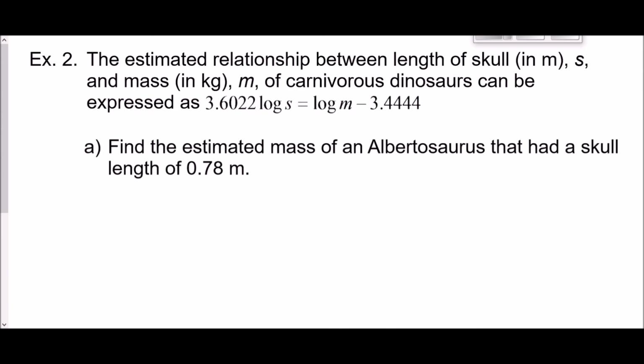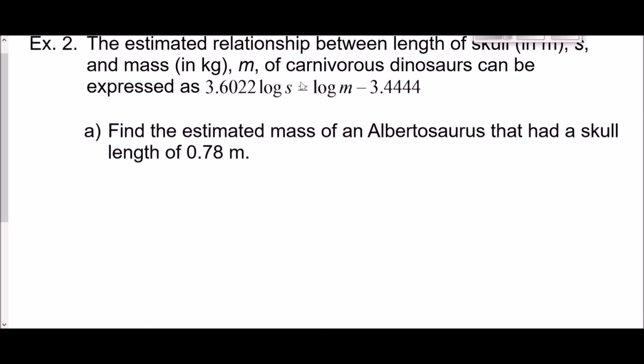All right, our last question for the whole unit is here. So have a look. As I mentioned before, you're not expected to know all science or all other stuff, but at least you should be able to apply the mathematical concept. So here's the equation given to you, and the two variables are S, which is the length of a skull, and then M is the mass in kilograms.